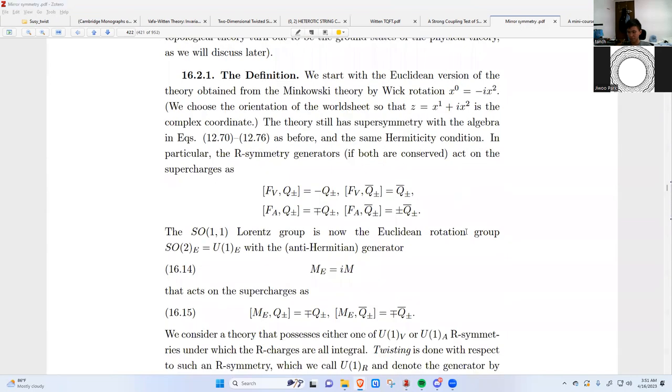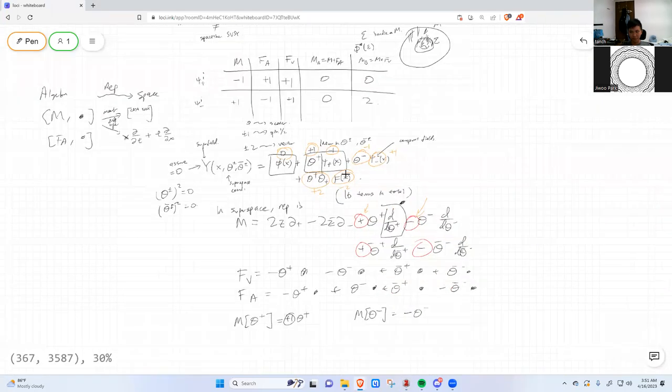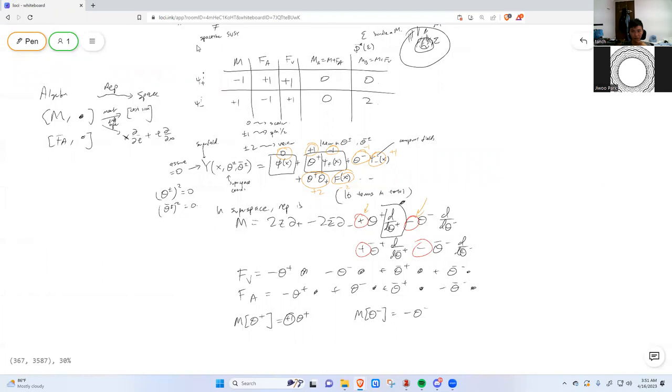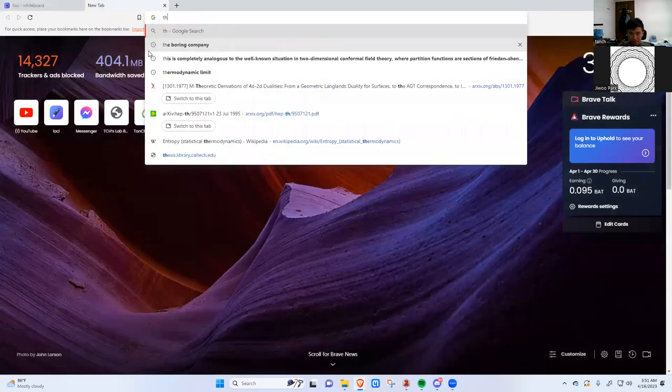And also about spinors, I don't think I have much more time today. So maybe next time I will go through the whole thing. Okay, cool.